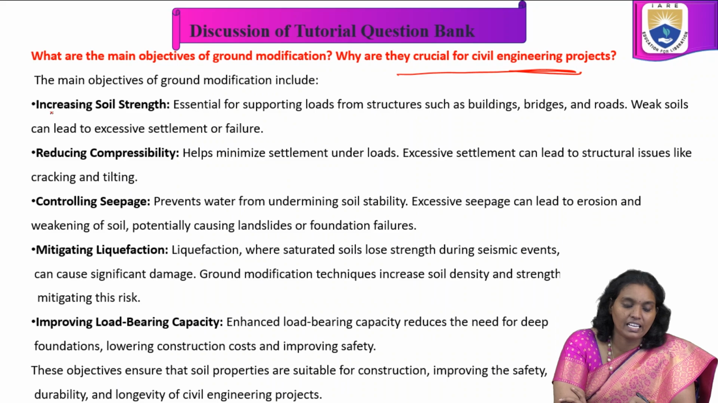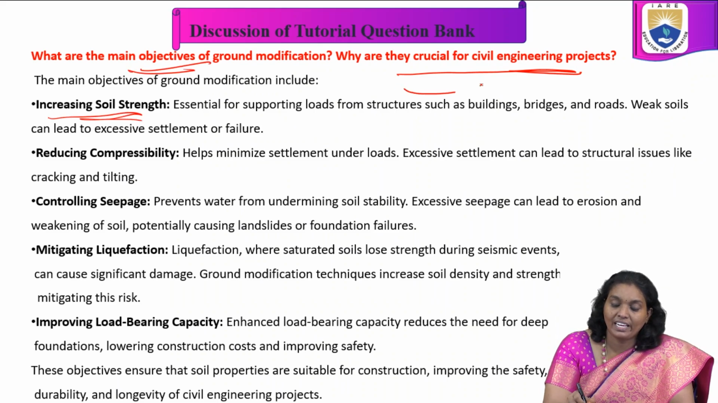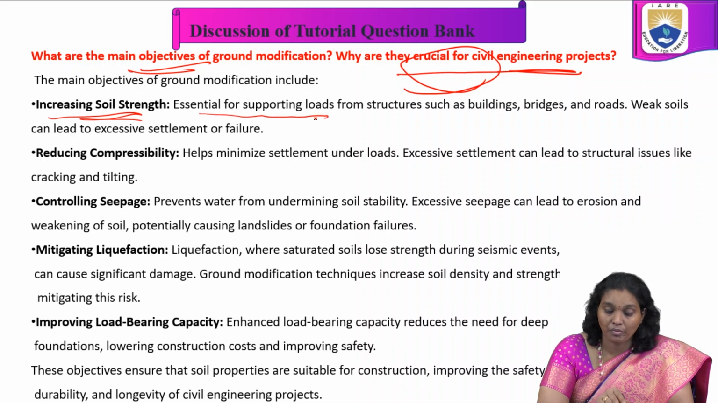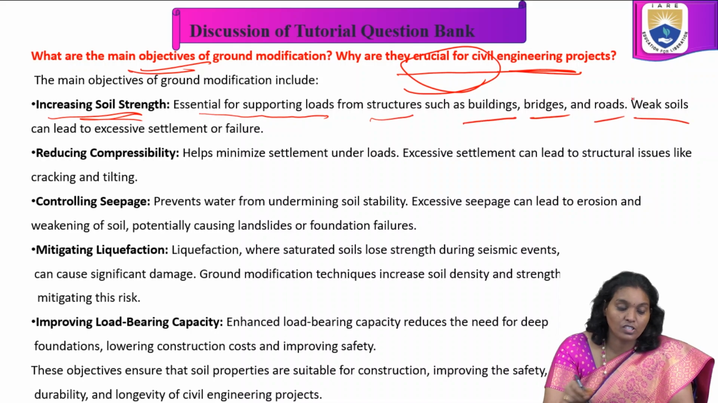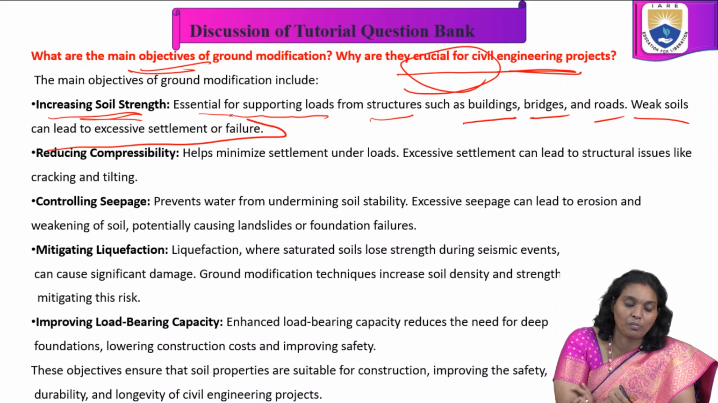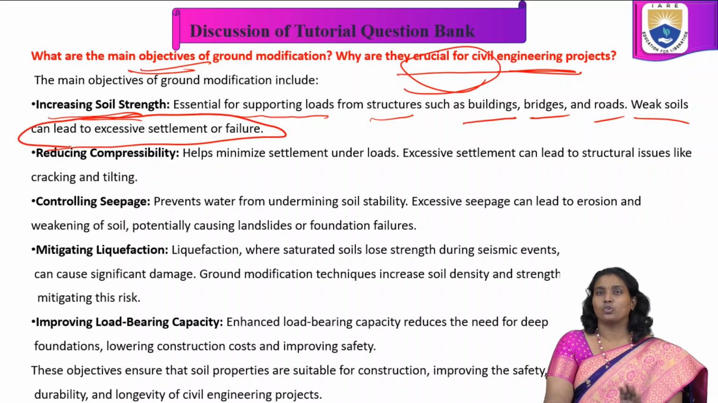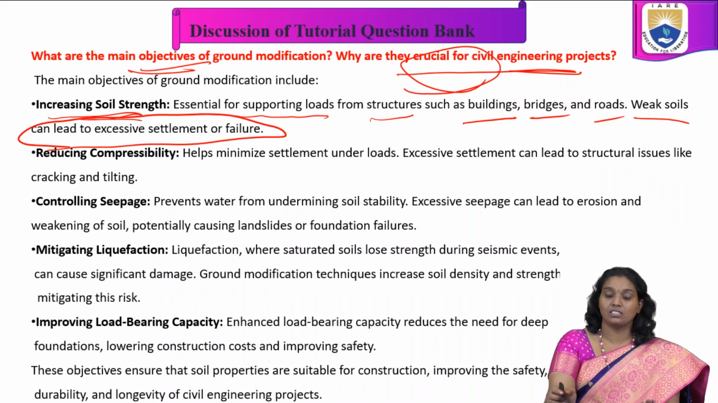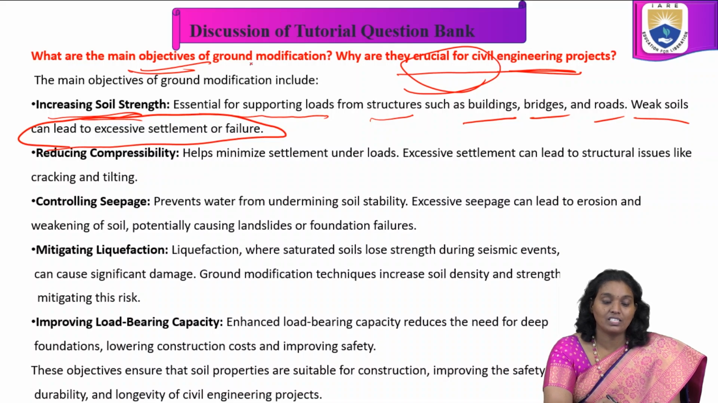Increasing soil strength is one of the main objectives. Why is it crucial in civil engineering? It is essential for supporting loads from structures such as buildings, bridges, and roads. Weak soils can lead to excessive settlement or failure. Because of this, it is crucial for civil engineering projects.